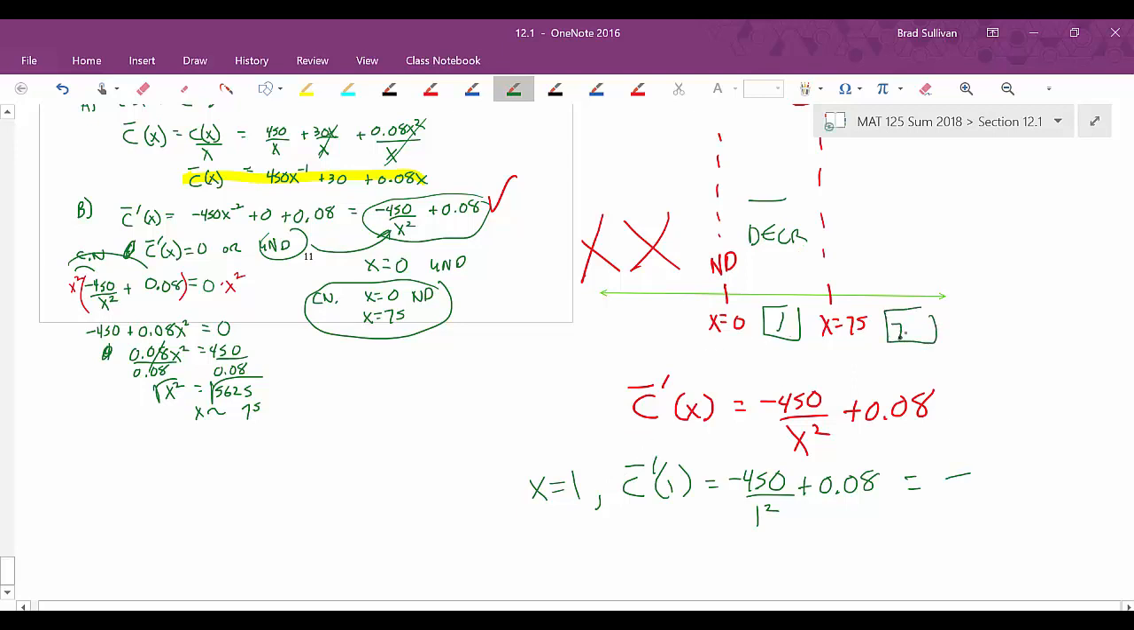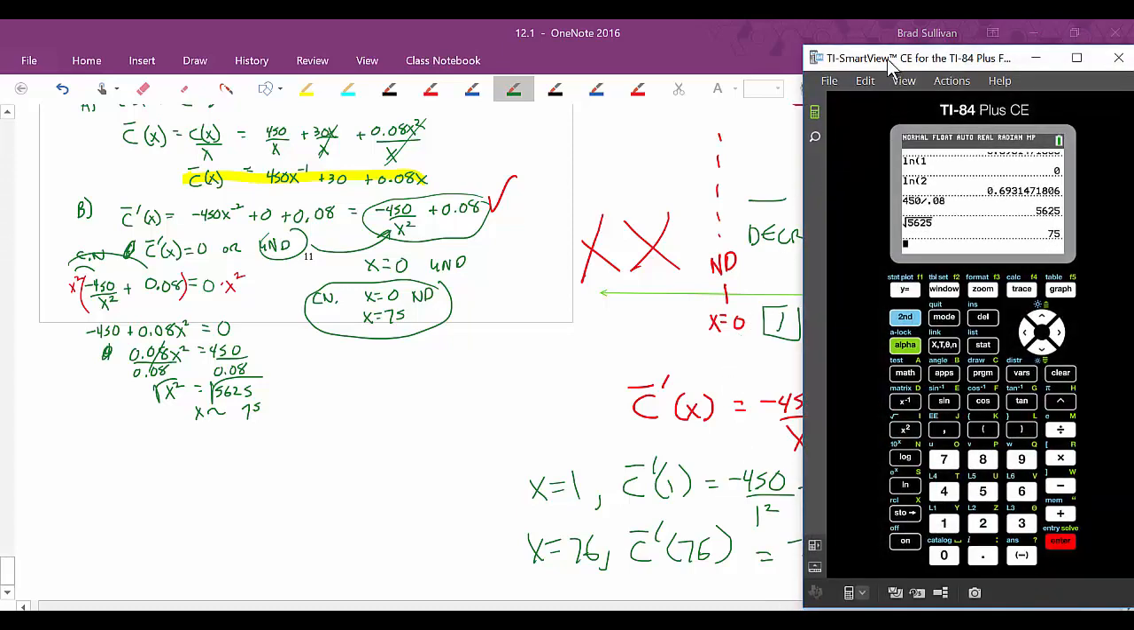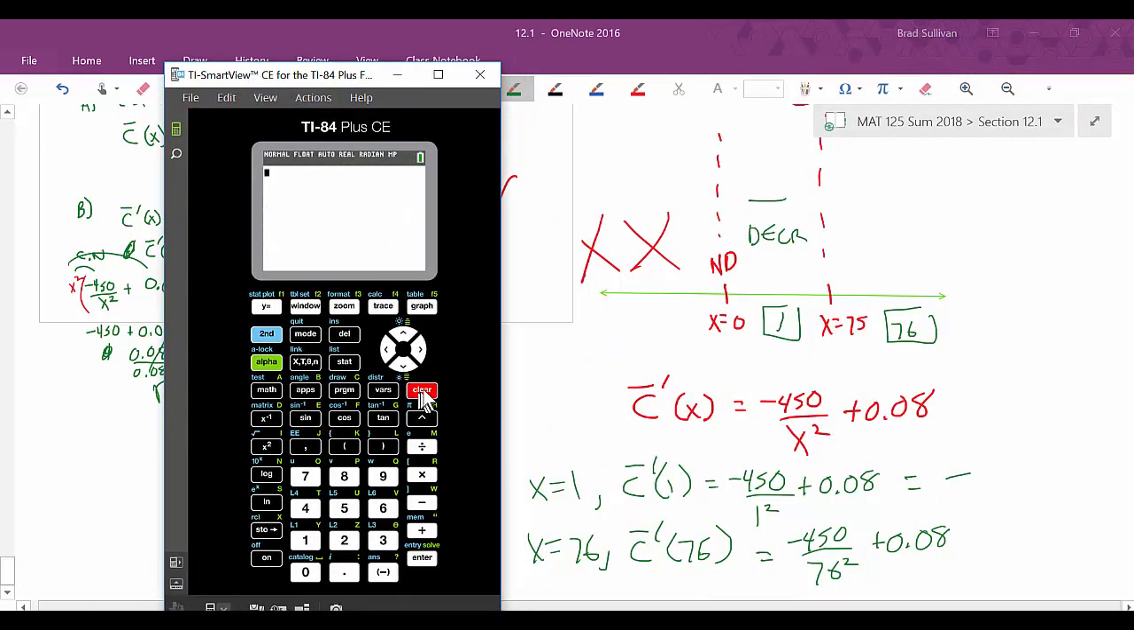Then we can take a test point, say 76. If we do c bar prime of 76, you're going to have negative 450 over 76 squared plus 0.08. Let's see how that turns out. This one you need to do on the calculator. So negative 450 divided by 76 to the second power plus 0.08. Let's see if we get a positive or a negative. Okay, that gives positive. So that means we're increasing.